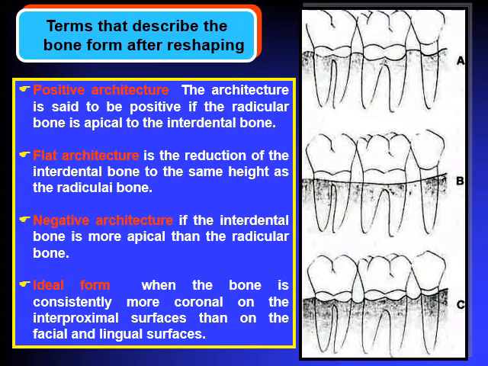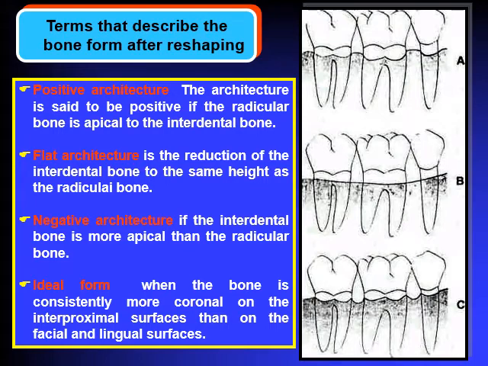What about the terms to describe the bone form after you make your reshaping or your resective surgery? We may achieve either a positive architecture, flat architecture, or a negative architecture. Now we begin with the ideal form, as we mentioned, where the bone is consistently more coronal on the interproximal surface than on the facial and the lingual surface. This is normal. Now, what are the terms to describe it after your reshaping?